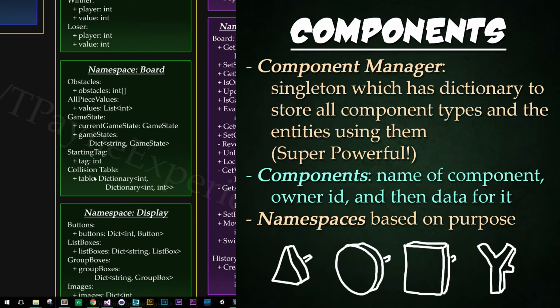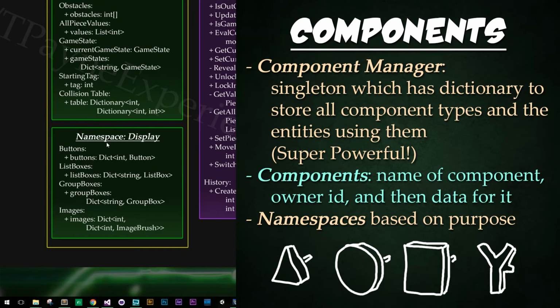And then we have our collision table component so that we can very quickly figure out what happens when one piece collides with another. And realistically, this should be an array of arrays, but I was lazy and I just created dictionaries. Then we have namespace display. So namespace display has all of our button information, has a dictionary of the tags connected to the WPF buttons. So this is created in the very beginning of the program with our XAML.cs file.